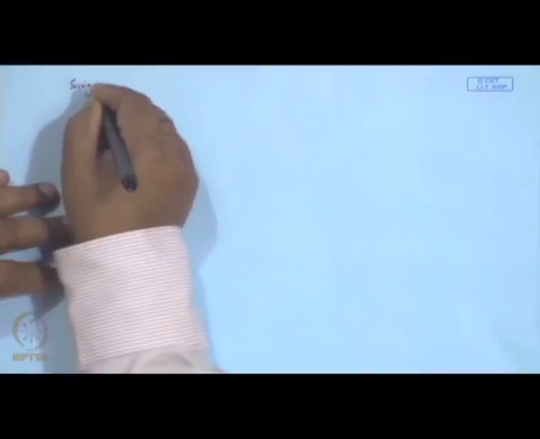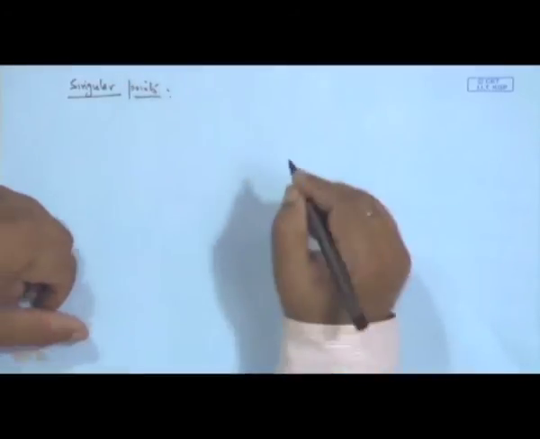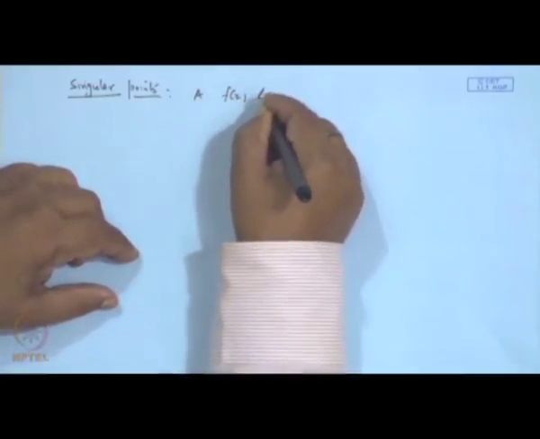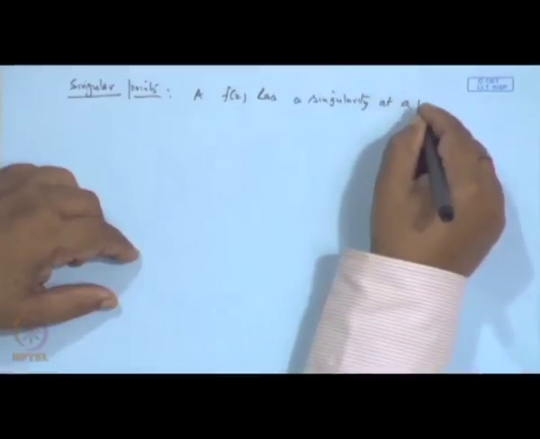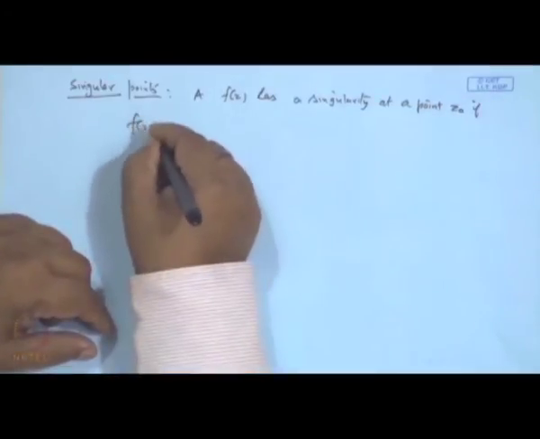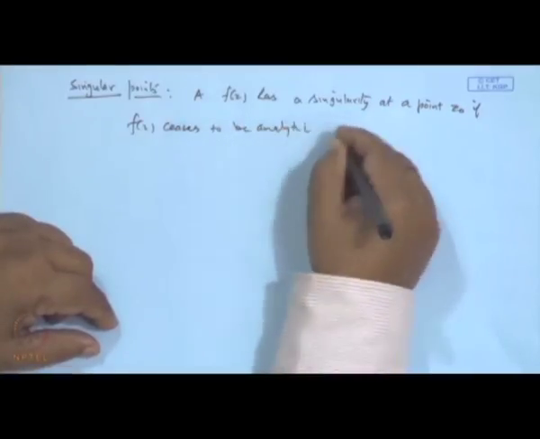Now, let us come to singularity, which is also called singular points. A function f(z) has a singularity at a point z naught if f(z) ceases to be analytic at the point z naught. It means if the function is not analytic, or not differentiable, or not defined, then we say z naught is a singular point for this function.